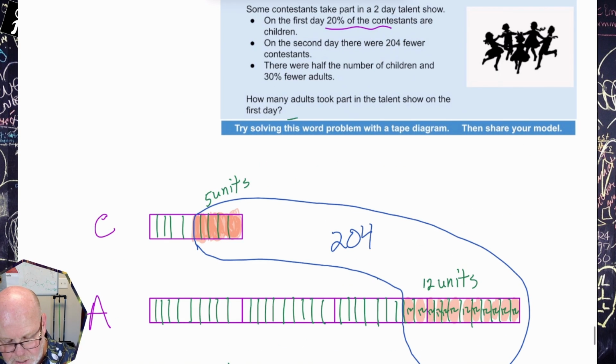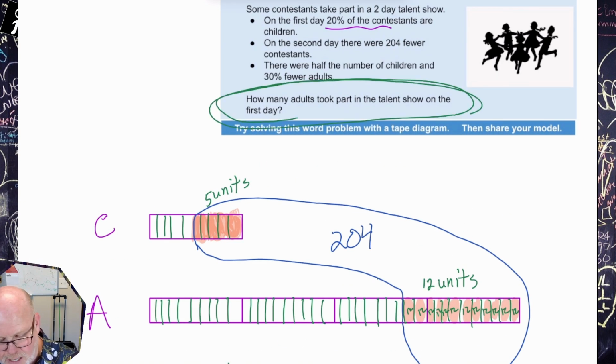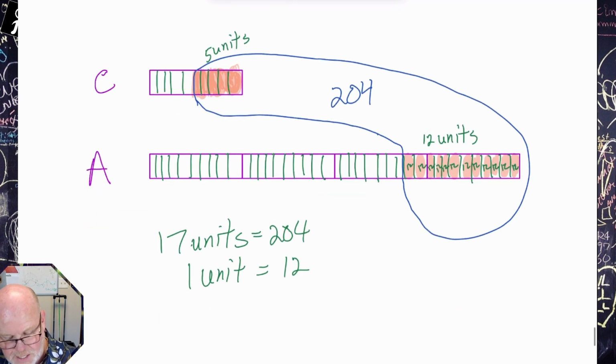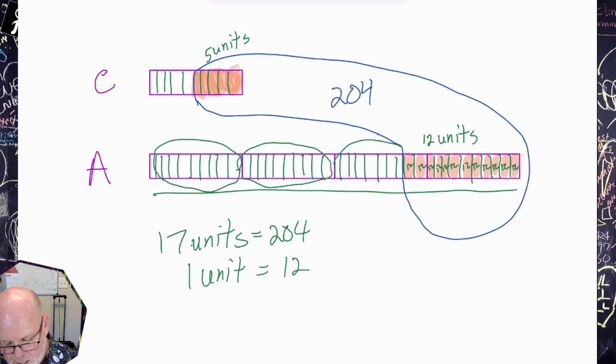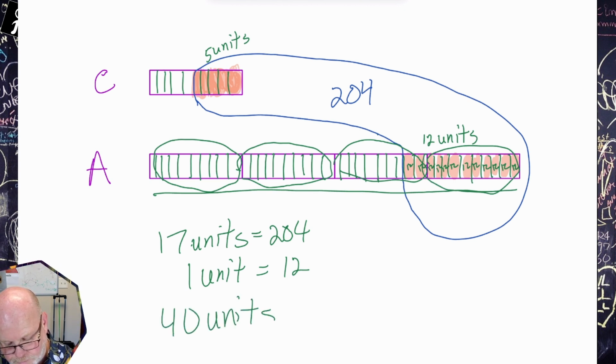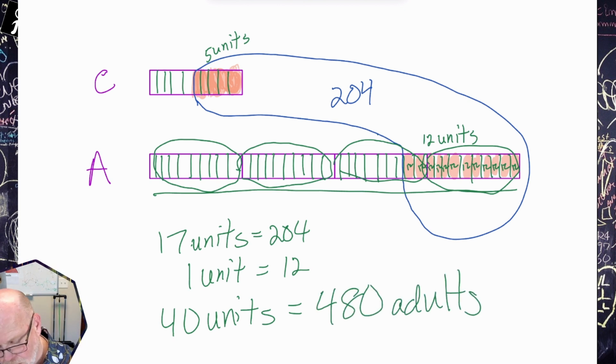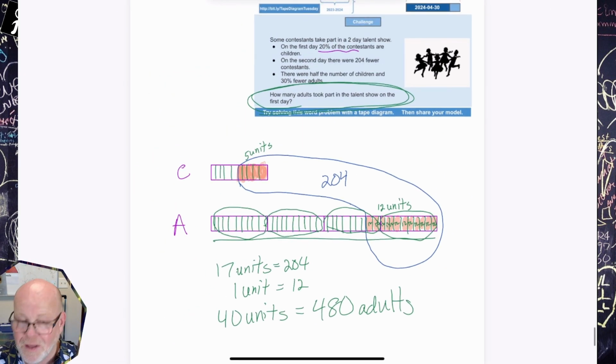So it says how many adults took part in the talent show on the first day. Well, how many units do we have? We had 10 right here, 10 right here, 10 right here, and 10 right here. So we had 40 adult units. Each of those is 12. So that means it's 480 adults were in the talent show on day 1.